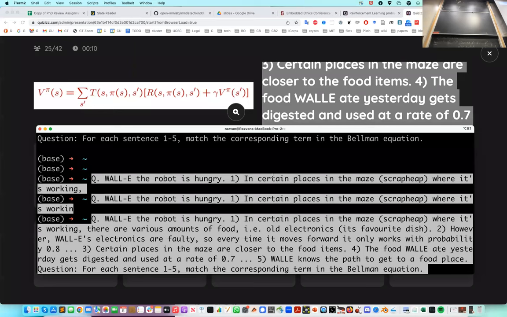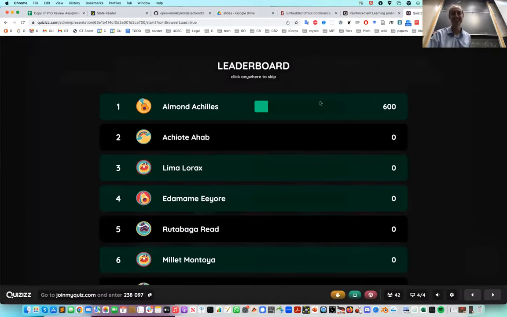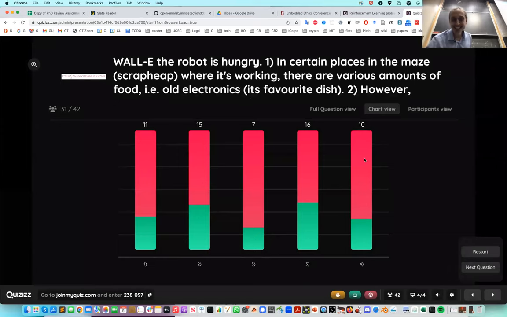Hold on 1 second. So what happened here? Let's see. I'm trying to figure out how to interpret this chart. Are the green the correct ones? Yeah. Okay, so this is not good. I was expecting it to flip. Wow.